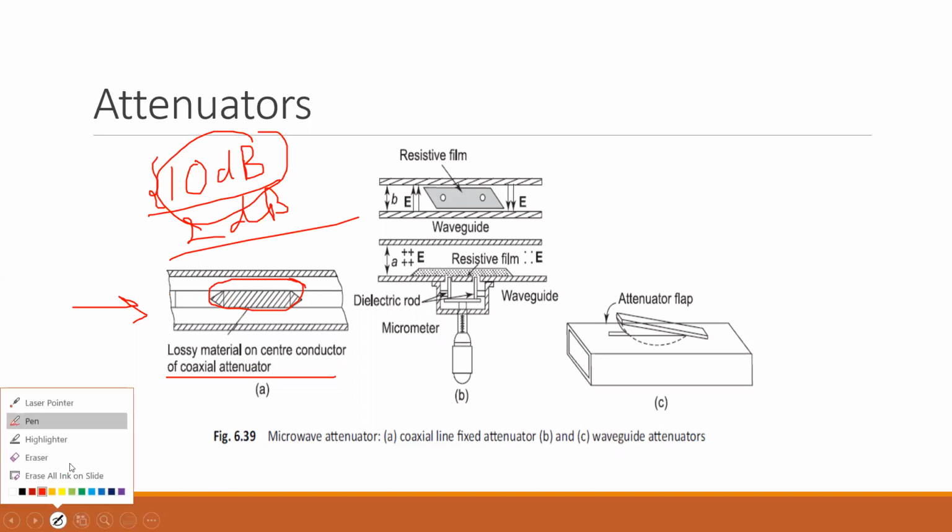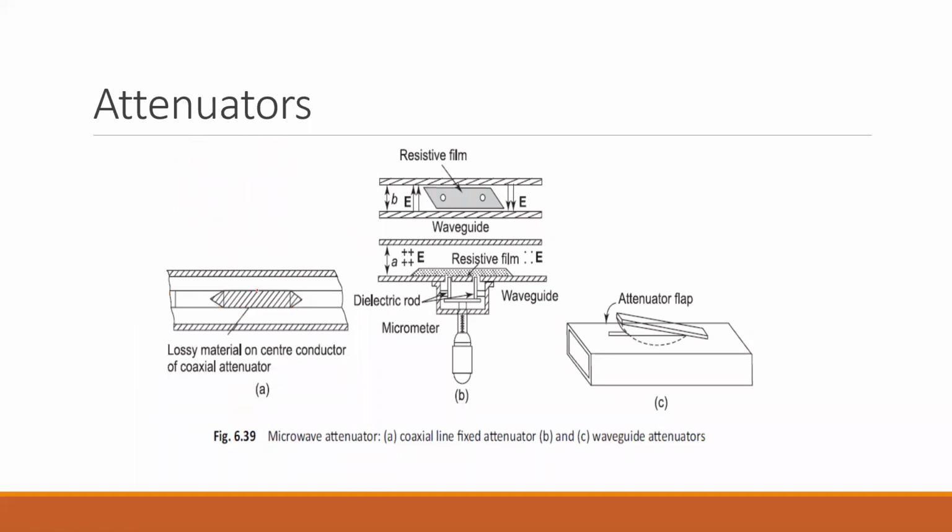So if the lossy material is introduced in such a way that it attenuates by the same quantity no matter what signal you are passing, say that is 10 dB if I'm specifying, it attenuates the signal by 10 dB. So at the output I'll be getting a signal reduced by 10 dB. In that case, this is a fixed attenuator, as you can observe.